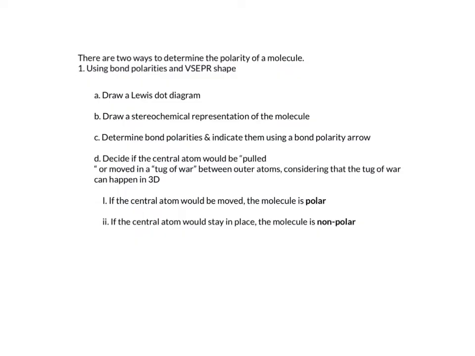So there's two ways to determine the polarity of a molecule. The better way to do it, the more chemistry way to do it and scientific, would be this first method. And I've got a little cheat sheet for a second method. So we're going to use bond polarities and the VSEPR shape. The steps to doing this: we need to draw an appropriate Lewis dot diagram for our molecule and then draw a stereochemical representation of the molecule. This is our VSEPR shape.